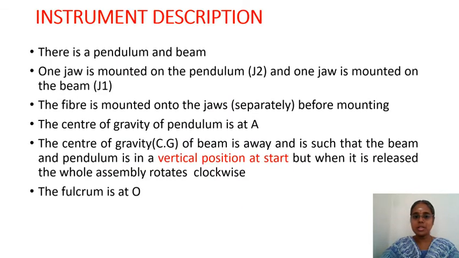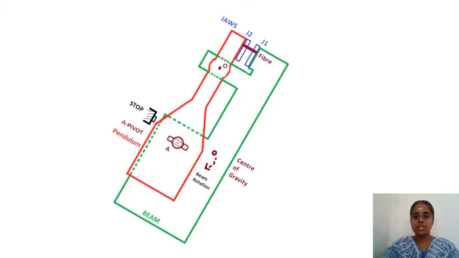As already mentioned, the beam and the pendulum are in vertical position at the start, and when the catch is released, the whole assembly rotates clockwise. The fulcrum is at O. So this is how it rotates when the catch is released or when the trigger is given. This is how the setup moves.